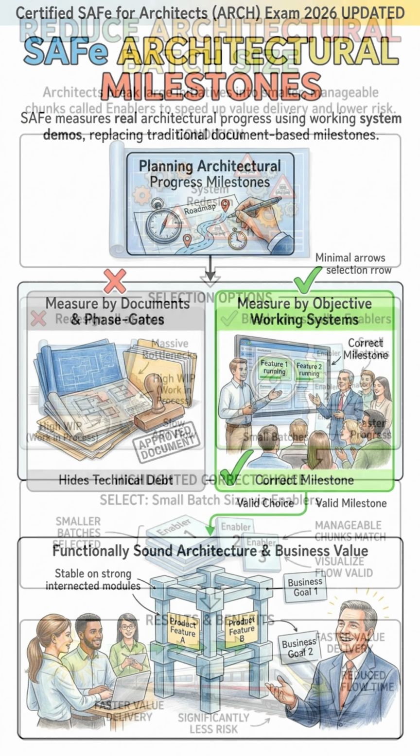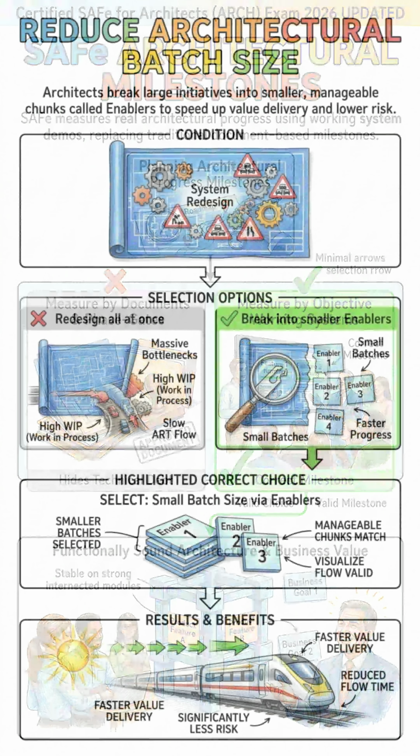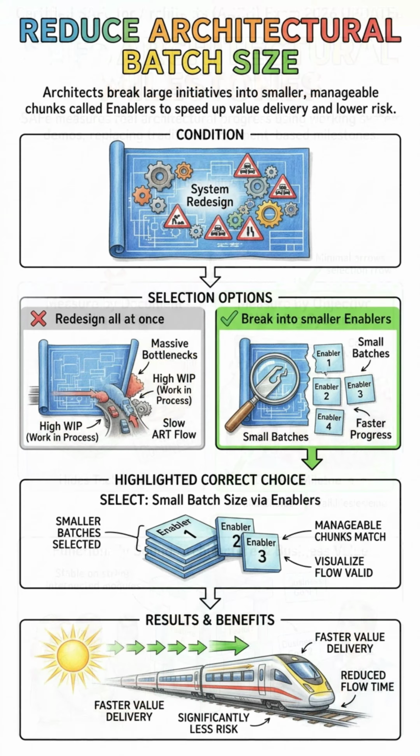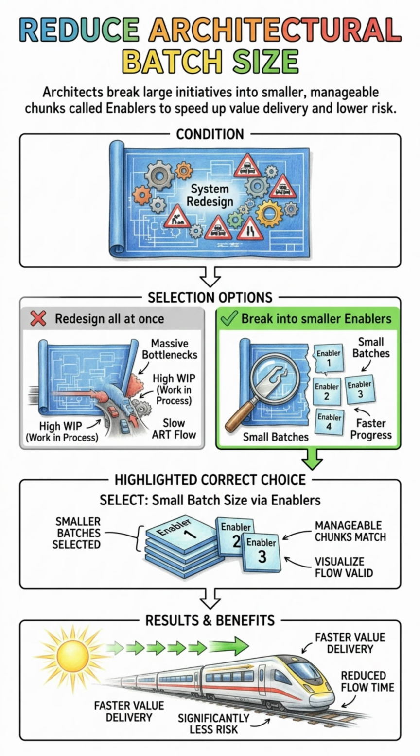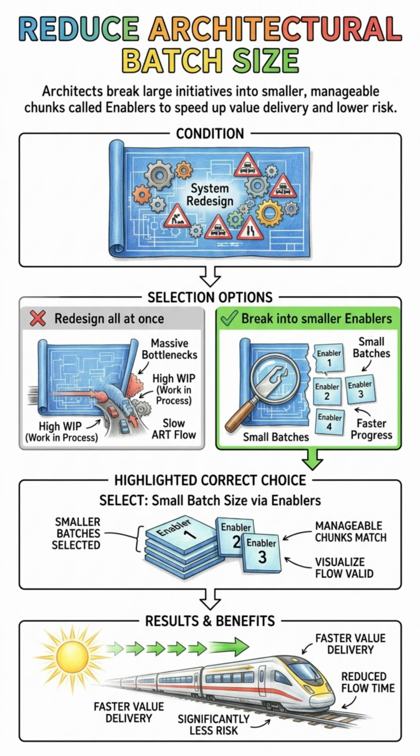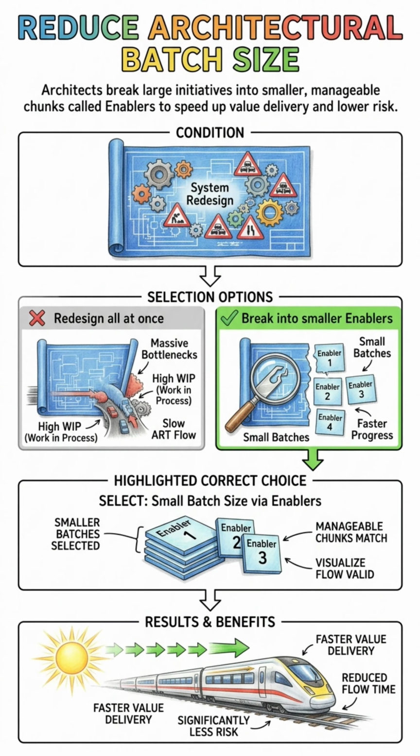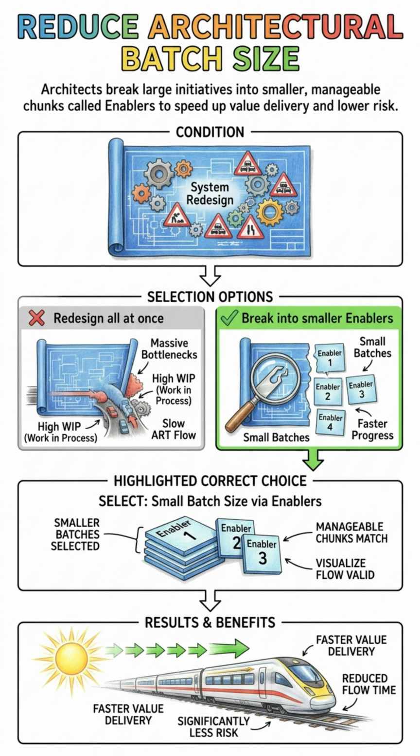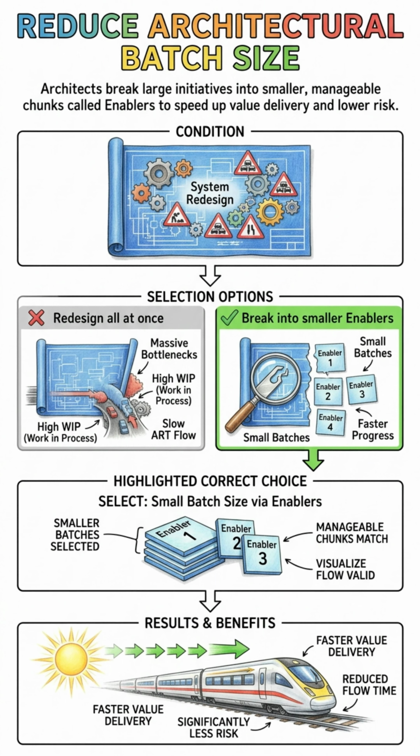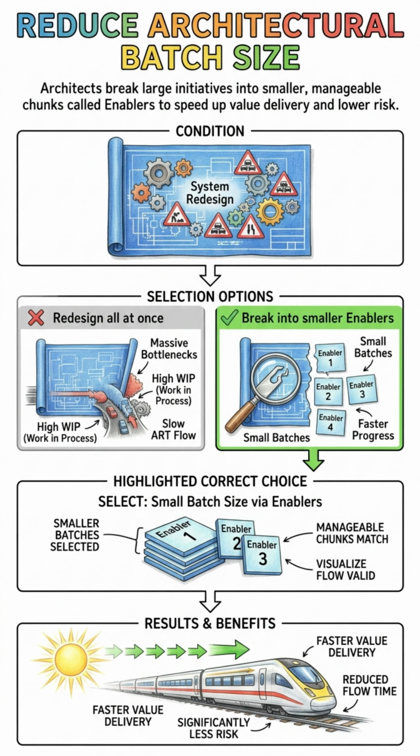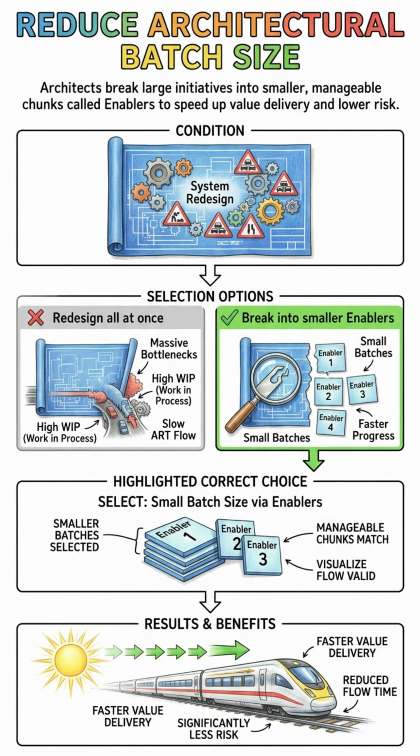As an architect, you also play a huge role in visualizing and limiting work in process, reducing batch sizes, and managing queue lengths. When technical teams try to redesign an entire system all at once, they create massive bottlenecks that slow down the entire release train. You must break large architectural initiatives into smaller, manageable chunks called enablers. By keeping these batches small, you help the teams deliver architectural value much faster and with significantly less risk.